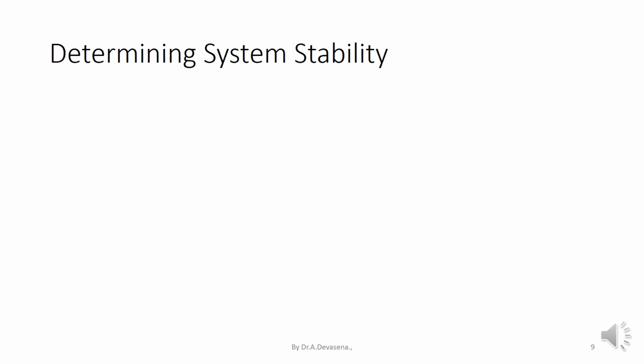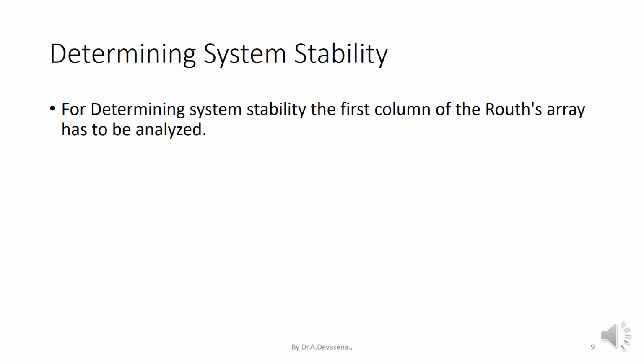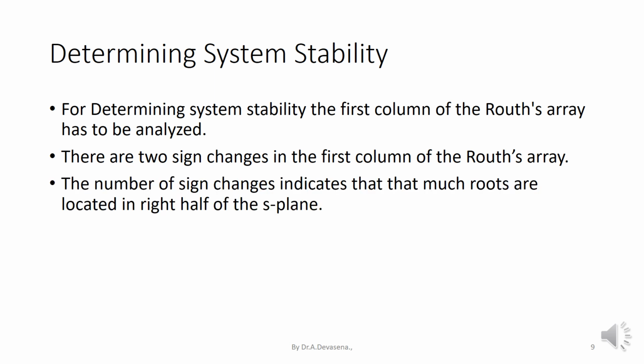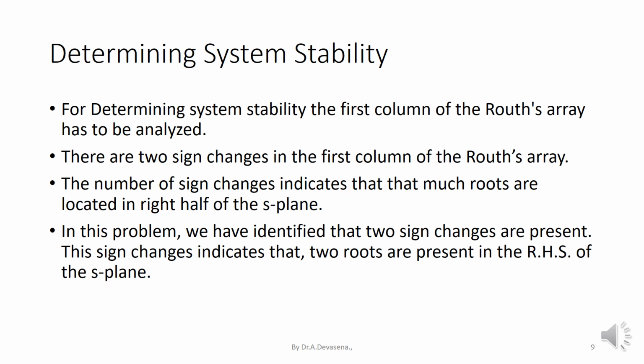Now we are going to determine the system stability. For this, the first column of the Routh's array has to be analyzed. There are two sign changes in the first column of the Routh's array for this problem. The number of sign changes indicates that many roots are located in the right half of the s-plane. In this problem, two sign changes are present. This indicates that two roots are present in the right half of the s-plane. Hence, the system is said to be unstable.